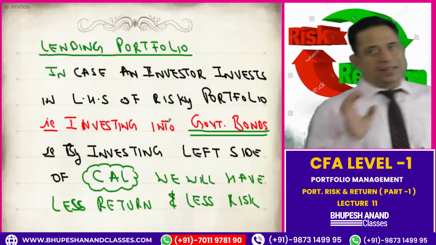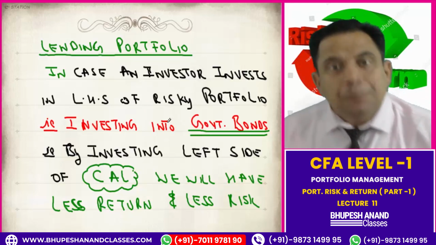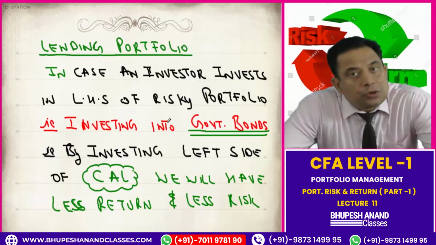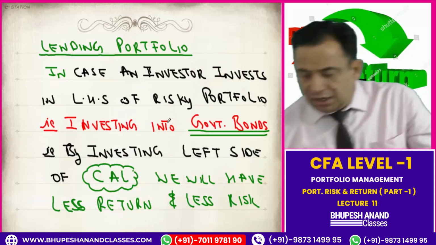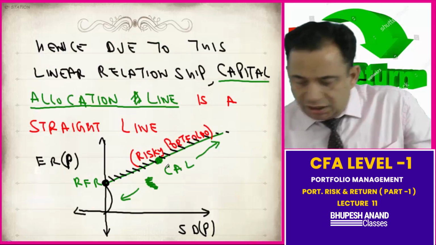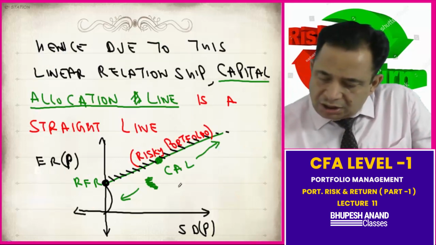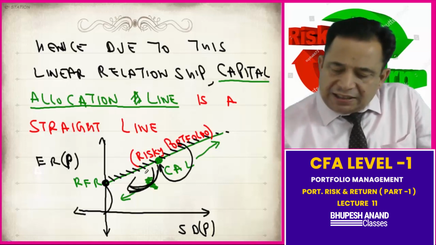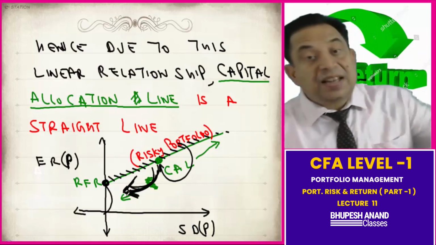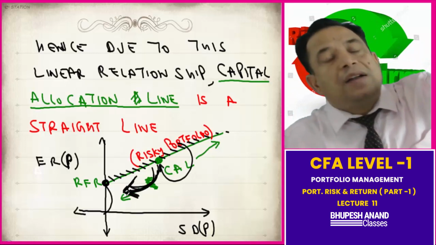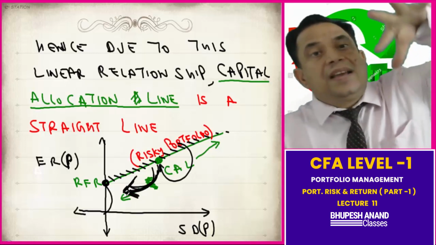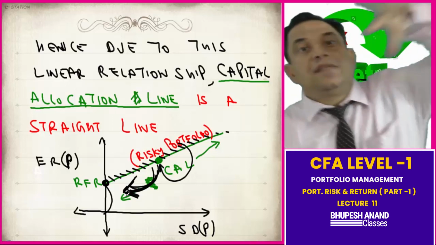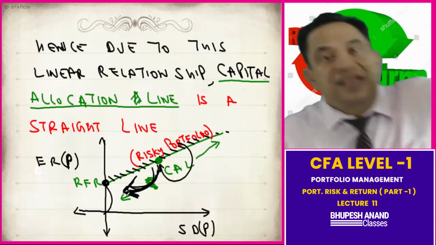So, firstly, for that, just write down something. What is the meaning of lending portfolio? In case the investor invests in the left-hand side of the risky portfolio. Now what is risky? The middle point of this is the risky portfolio. This point is risky. If he invests in the left-hand side, then this will be the lending portfolio. Or I can say if an investor is investing in the left-hand side of the capital allocation line, it means he is investing in the risk-free asset as well as in risky assets.